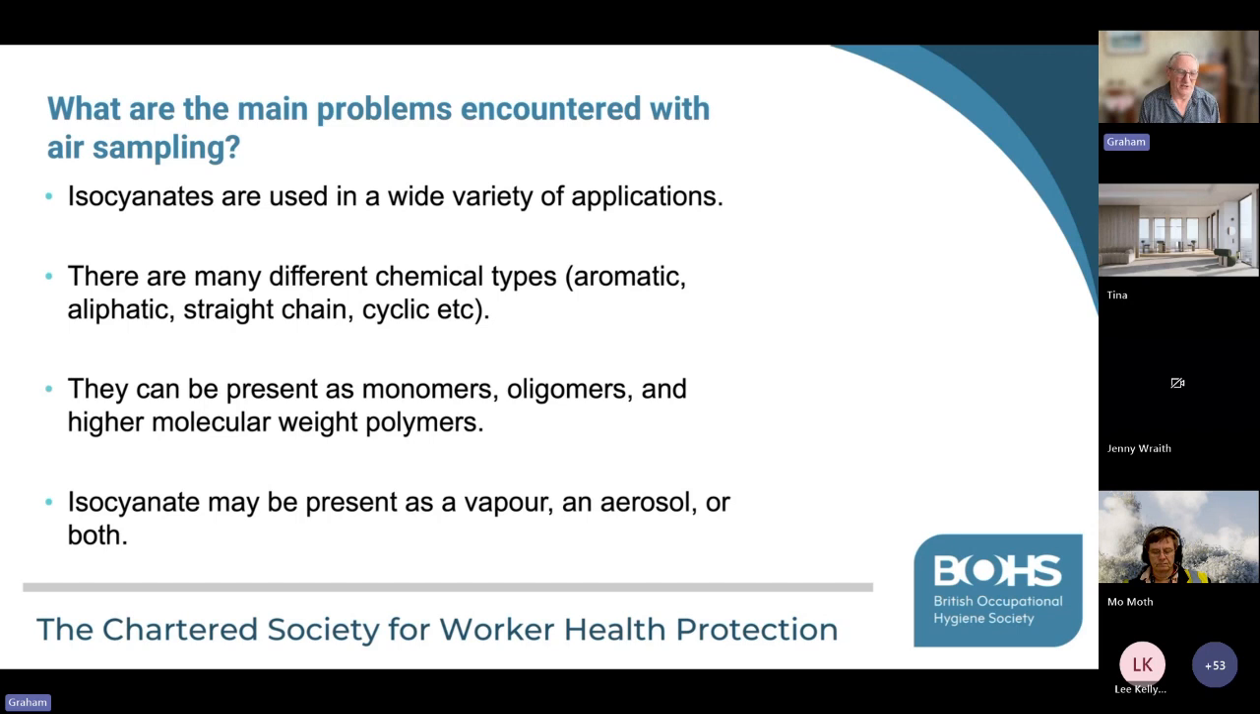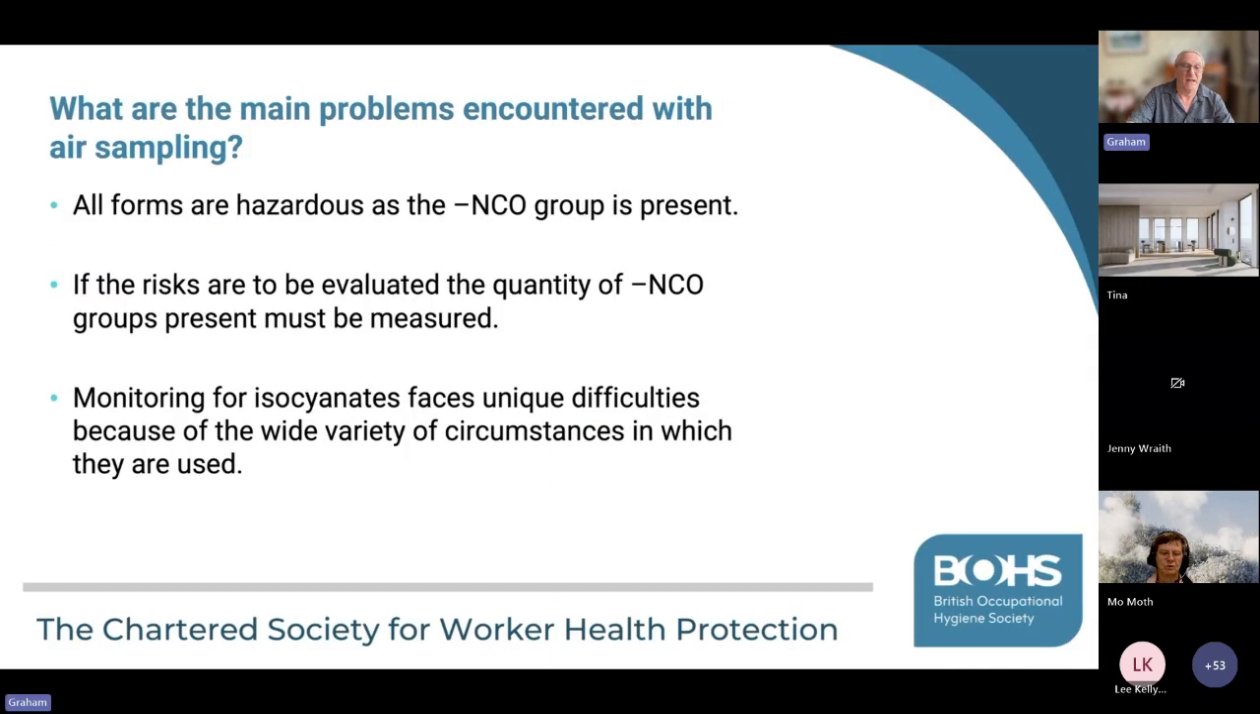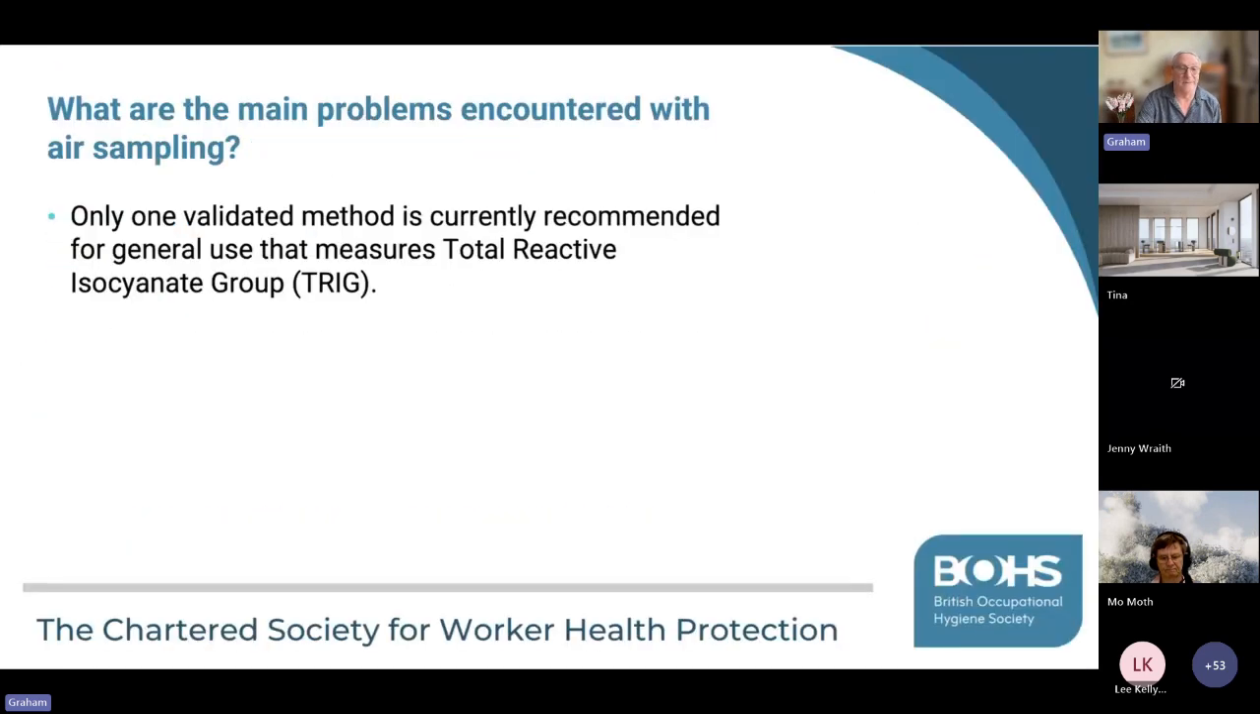And these substances can be there in a variety of different forms. We could be talking about isocyanates as vapors, or they could be present in the form of an aerosol, or both. All forms of isocyanate are hazardous. So if we're going to estimate the quantity of isocyanate, we need a method that is going to detect it no matter what the chemical type and no matter what physical form. And this presents quite a unique challenge for both the hygienist and the analyst.